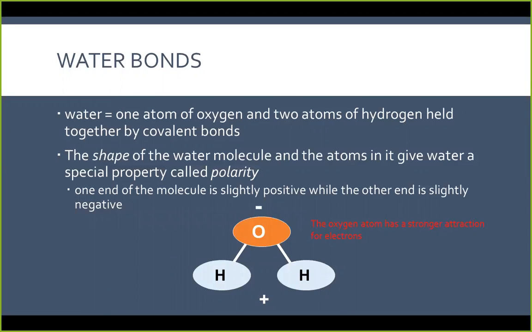Water bonds. Okay, we've seen this diagram before. Water has one atom of oxygen and two atoms of hydrogen held together by covalent bonds. This shape is the result of polarity. One end of the molecule is slightly more positive, the hydrogen side, while the other end is slightly more negative because it contains more electrons. There's the uneven sharing of electrons. The oxygen atom has a stronger attraction for electrons.